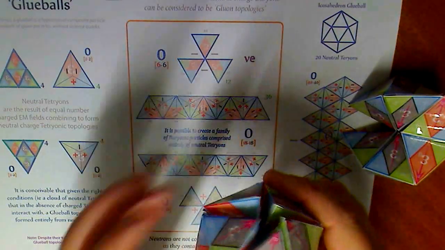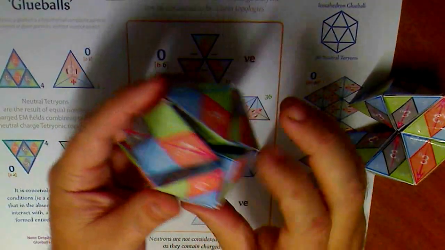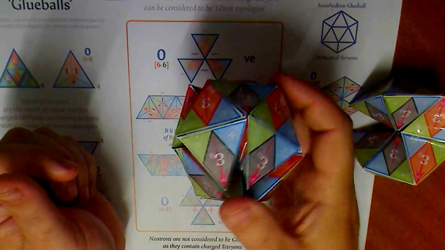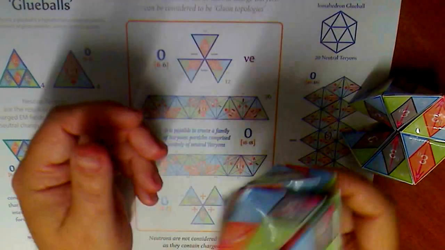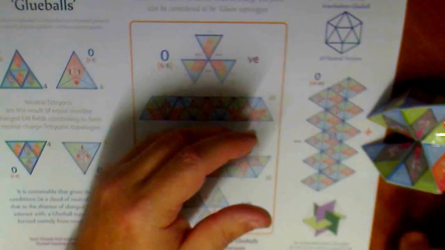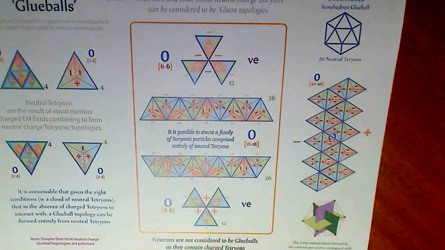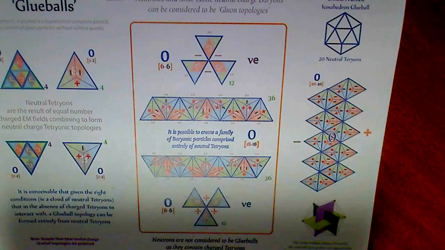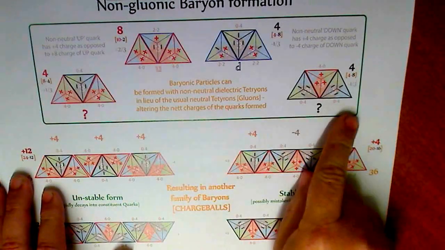Completely neutral, but at the same time, while it is completely neutral, it has a distinct negative pole and positive electric dipole within the matter topology. Completely negative at this end, completely positive at this end. So that matter topology, while neutral, still has the potential to be manipulated through electromagnetic fields, or electric fields in particular, to do various things, and they become of interest down the track. Obviously, just as we just built that one with neutral particles, you can do the same thing from the charged tetryons, and you can build up various other forms of what I call charge balls. They're exactly the same as quarks, except their charge distribution is different.